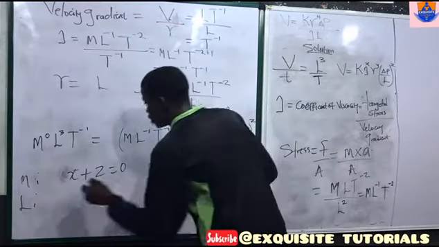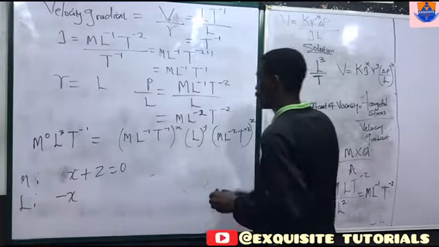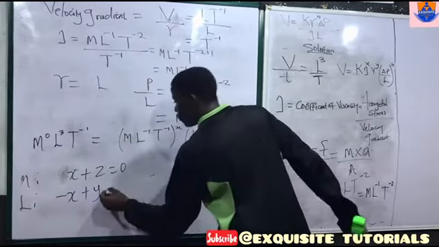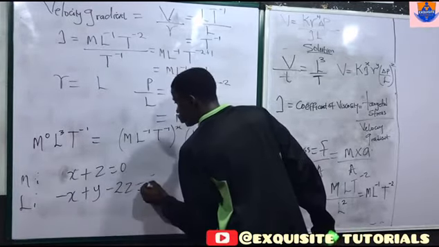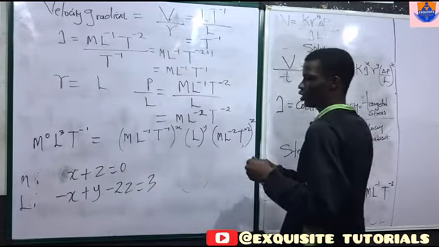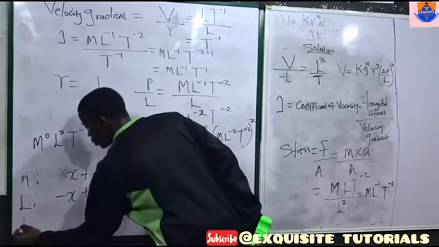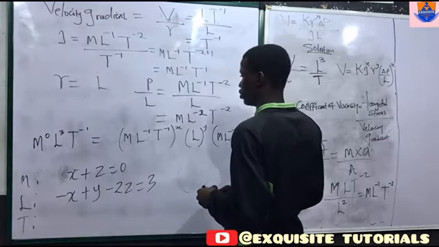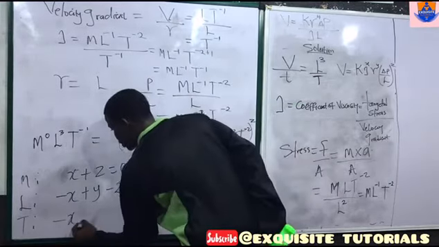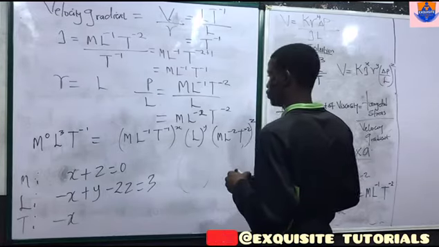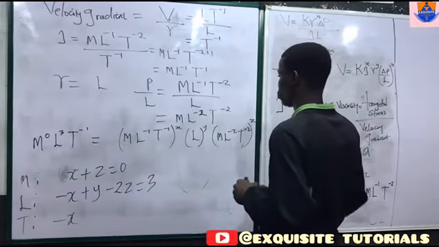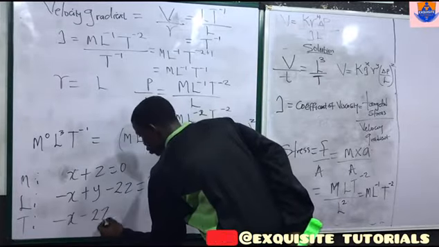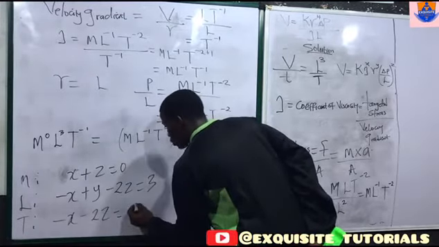For our L, it is minus x. Our L is what? Plus y. And our z is what? Minus 2z is equal to 3. Then for our T, we have minus x, and our T here is raised to power 0. So our T here is minus 2z, which is equal to minus 1.